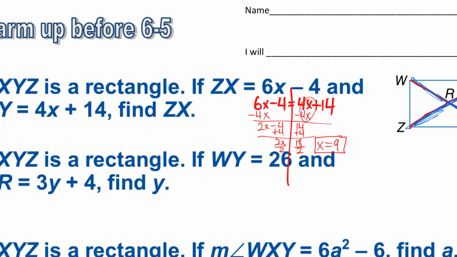Now this says to find ZX. So I got to take that 9 and plug it back in. So 6 times 9 minus 4. What's 6 times 9? 54. And then 54 minus 4 is 50. It's 50.